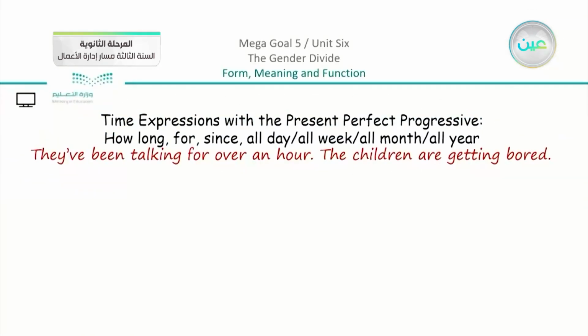Now, since we have mentioned the words "since" and "for," we are going to go back to the time expressions that we have mentioned before in our units. Time expressions with the present perfect progressive: we can use, for example, how long, for, since, all day, all week, all month, and all year. Now we have our example, they've been talking for over an hour. You can see that we have here "for," over an hour, which means that we have a number mentioned. So we have the time expression "for."